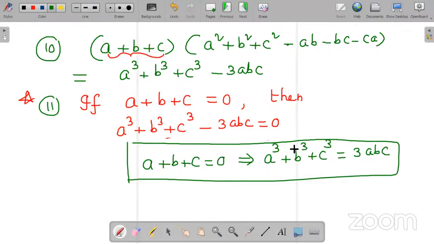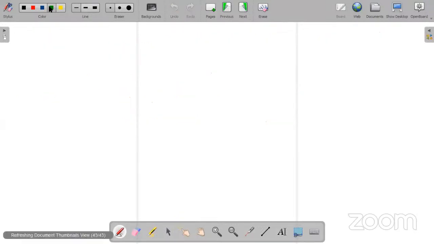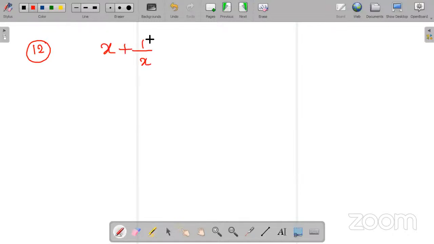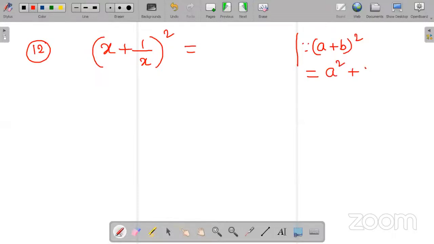Right. So let us discuss one more concept. Suppose x plus 1 by x whole square. x plus 1 by x whole square is equal to, what do you get? So you know the formula, a plus b whole square. What is a plus b whole square? a plus b whole square is equal to a square plus 2ab plus b square. Am I correct? So in the place of a, write down x. In the place of b, you write down 1 by x. Then what do we get?